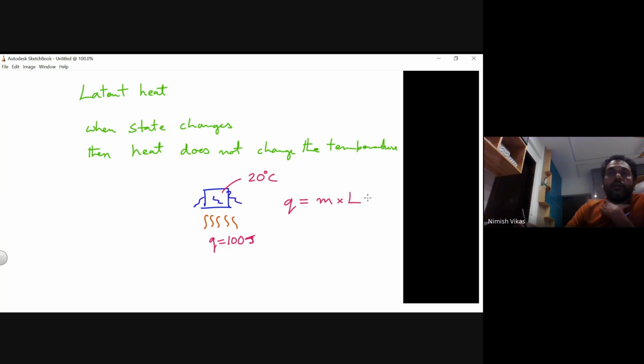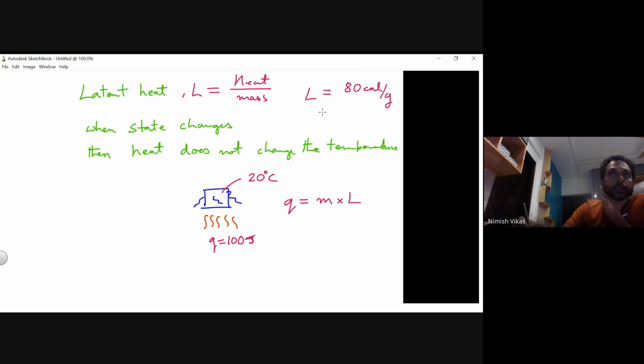Latent heat is how much heat is required per unit weight, per kg. Heat required per unit mass to change the state. Is that clear? So if I say latent heat of a certain substance is 80 calories per gram, how do you speak it in your mind in a full English sentence? What does it mean?